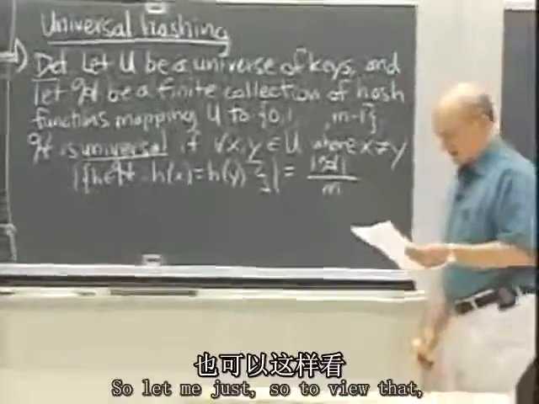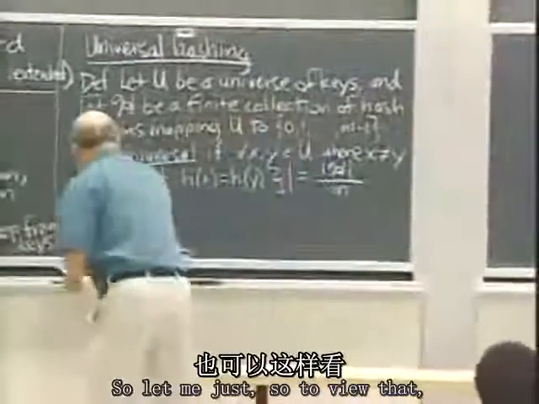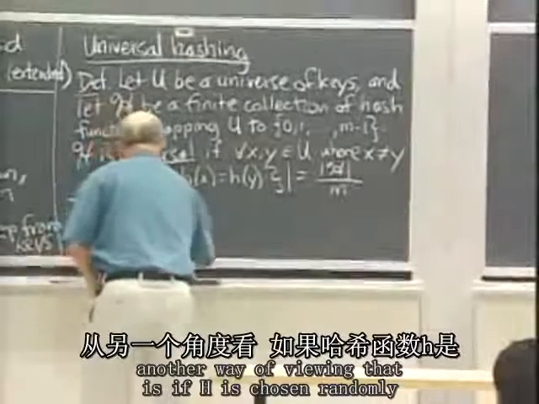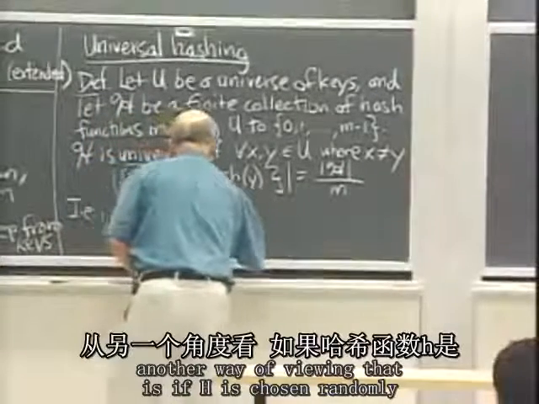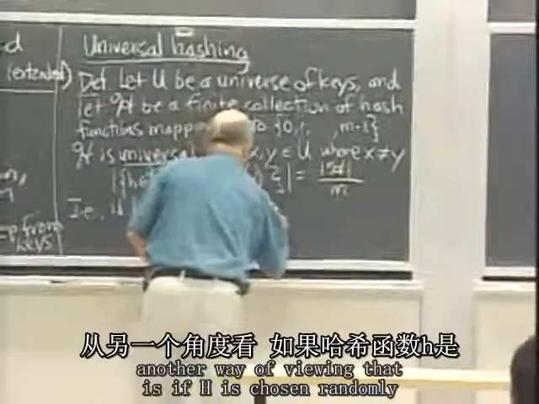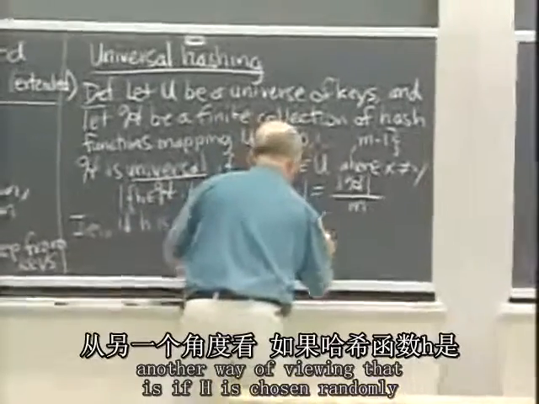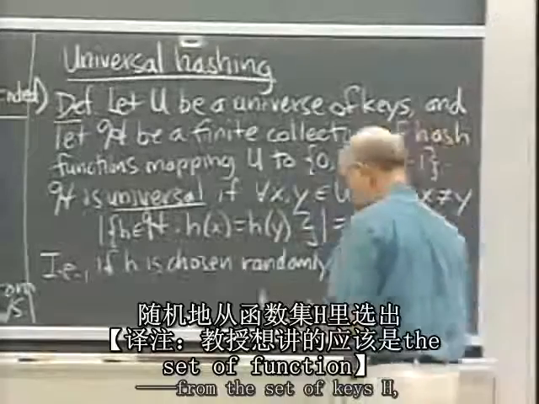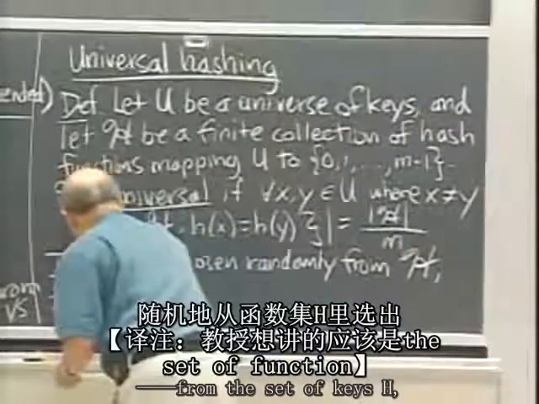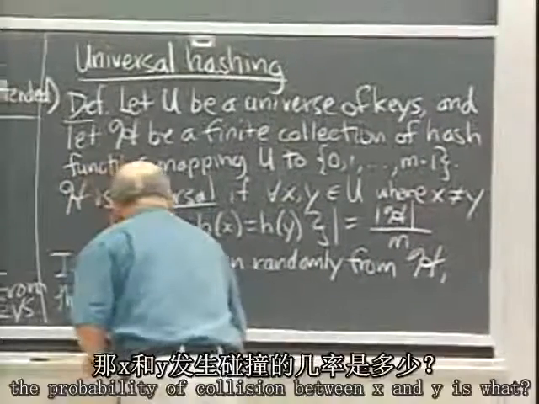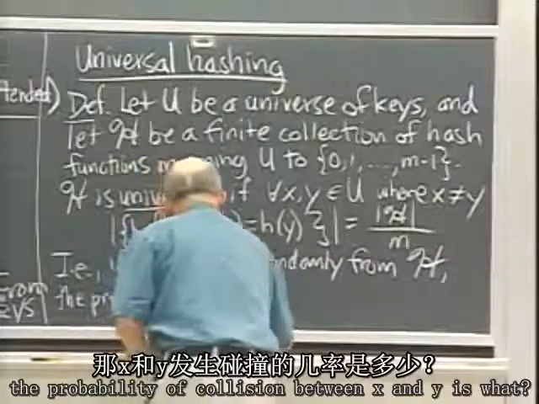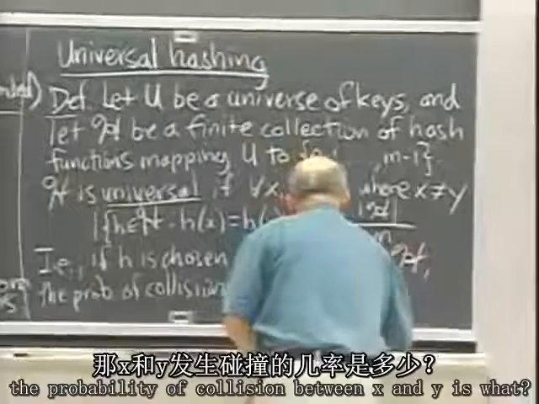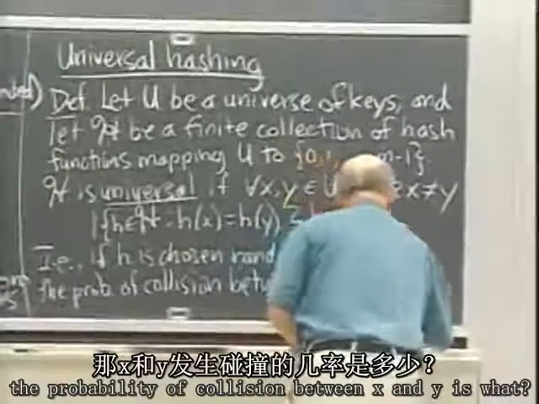So another way of viewing that is if h is chosen randomly from the set of hash functions H, the probability of collision between x and y is what?